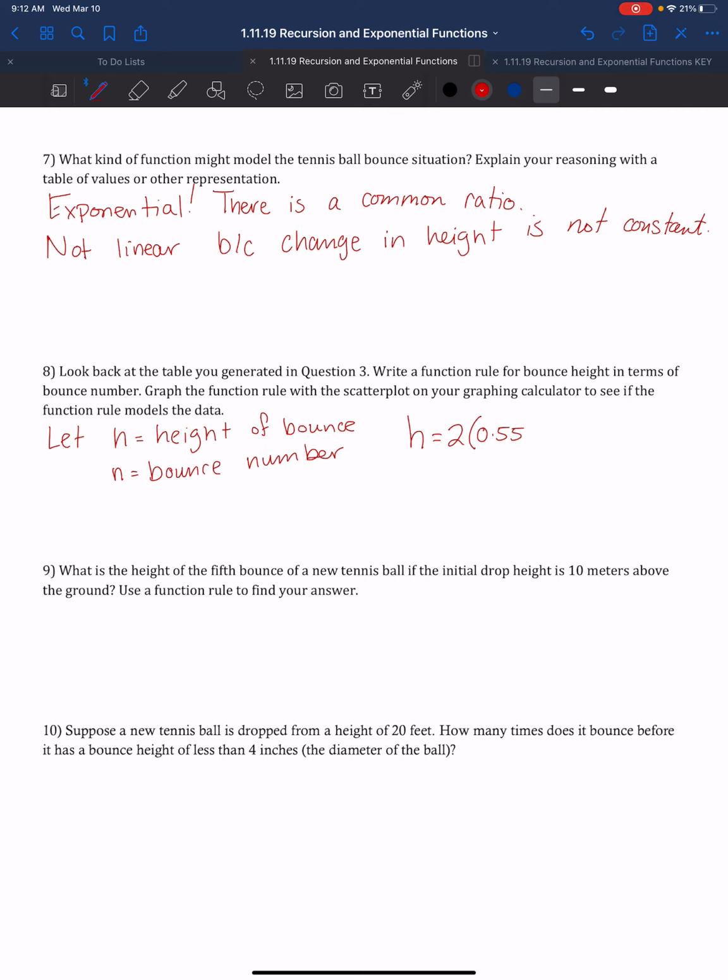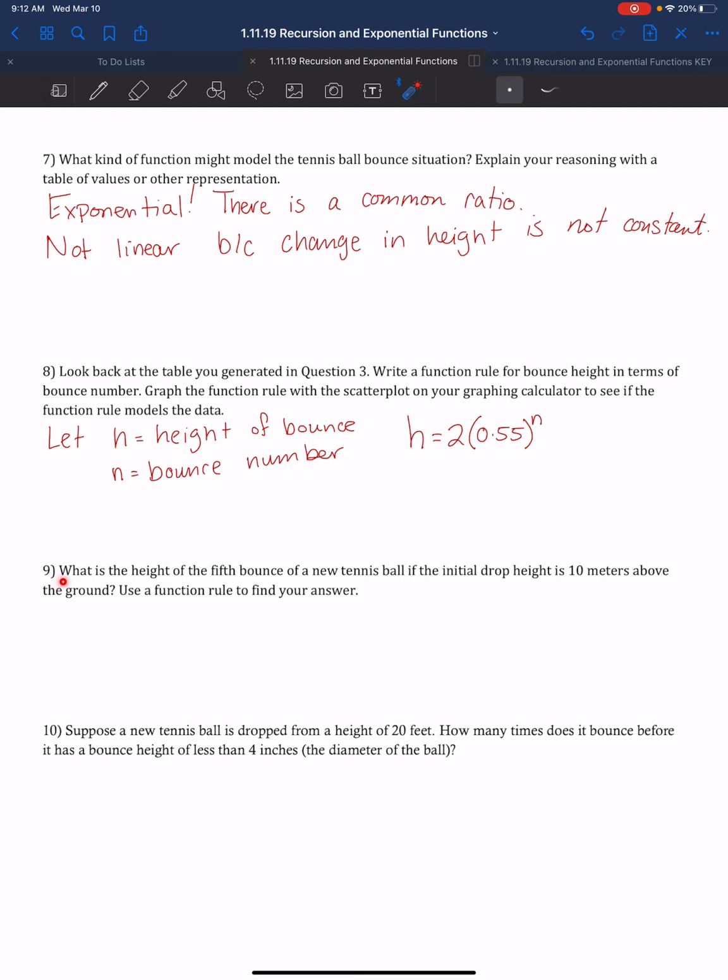And now, if you're trying to write a function rule, this is going to be an exponential function, and it's going to have n be the exponent. So after every bounce, we're going to be adding another exponent to this function. So after 1 bounce, n will be 1, so you'd have 2 times 0.55. After 2 bounces, n would be 2, and then you're going to have 2 times 0.55 to the second, and so on and so forth.